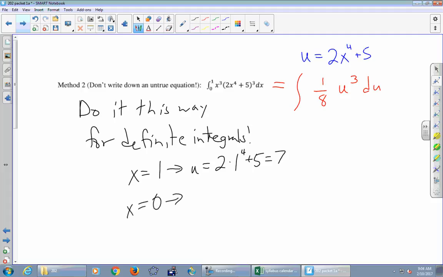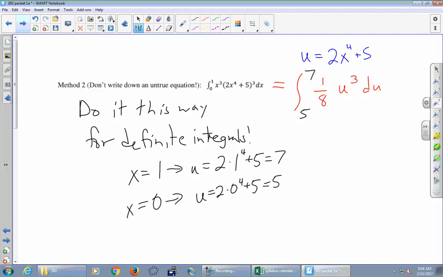X equals 0. How much is u? Is 5, right? And so at the bottom, we put 5. And at the top, 7. That is not a lie. That's the right integral.